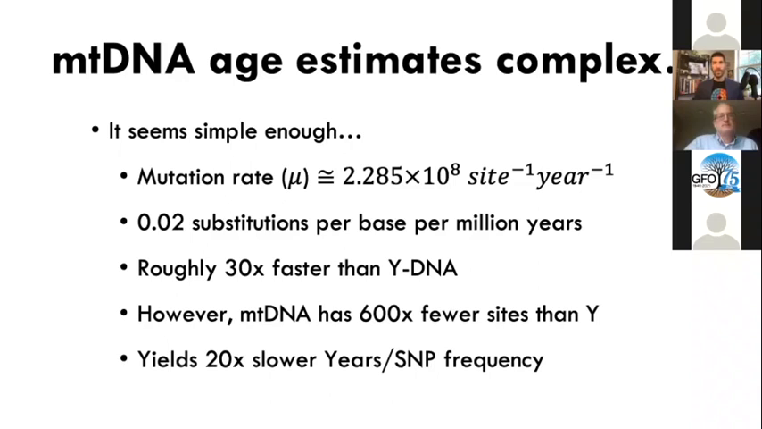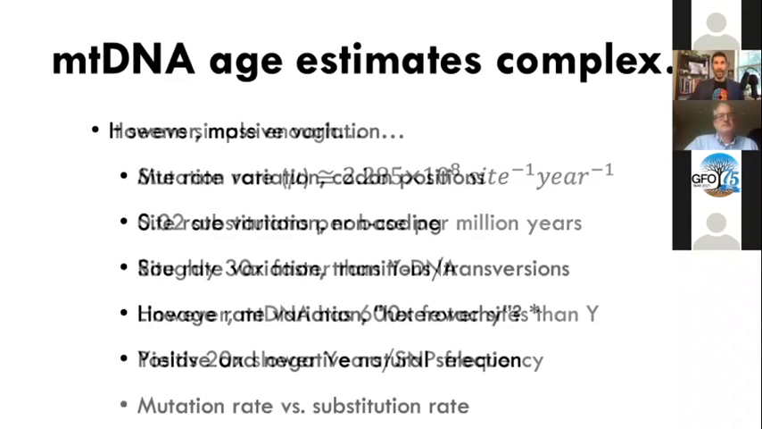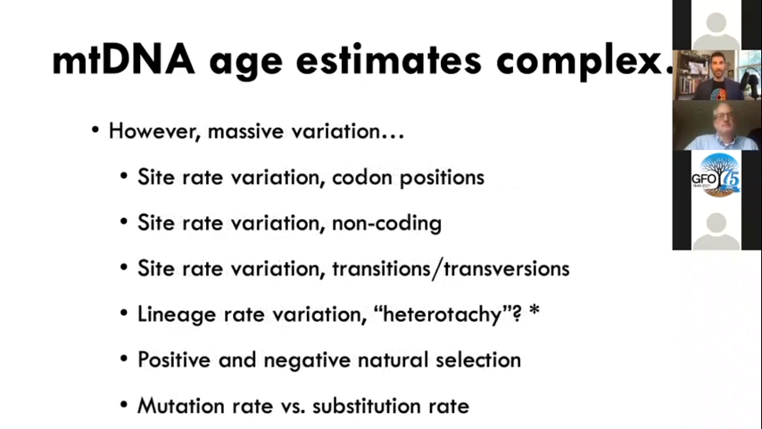But because the mitochondrial genome has 600 times fewer sites than the Y chromosome, it yields about 20x slower years per SNP. So it's a smaller molecule, and therefore that reduction in size means that there's more time between individual SNPs that we observe. So that seems simple enough. We can just use a clock like that. However, there's massive variation that we have to account for.